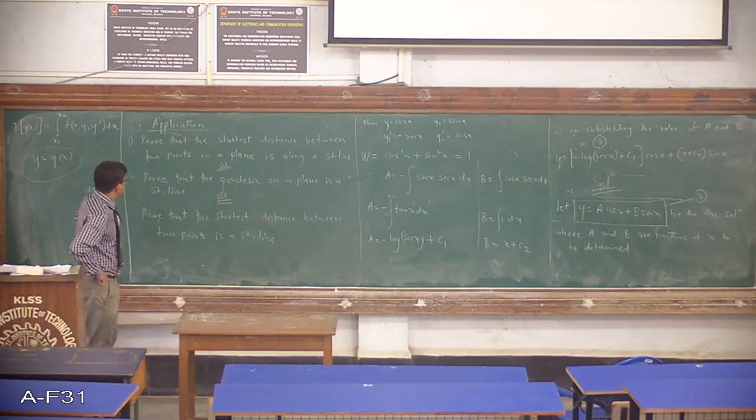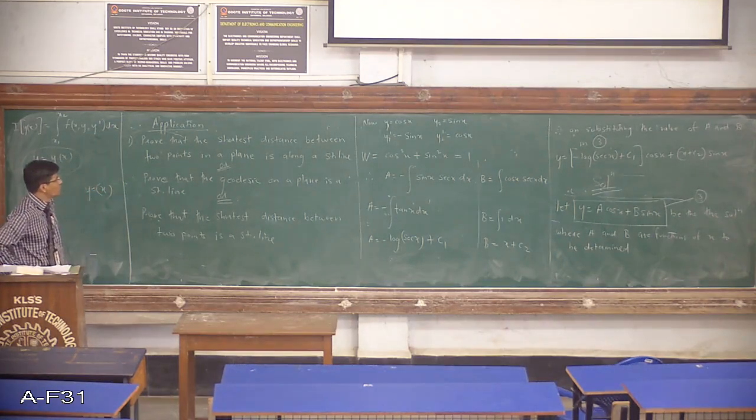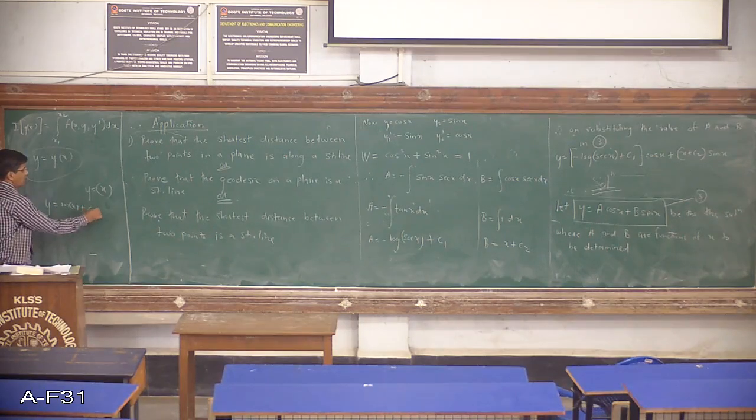now when I'm saying that the shortest distance between 2 points in a plane is along a straight line, what will be your output in the form of? Your output will be in the form of y is equal to mx plus c, which is a straight line.